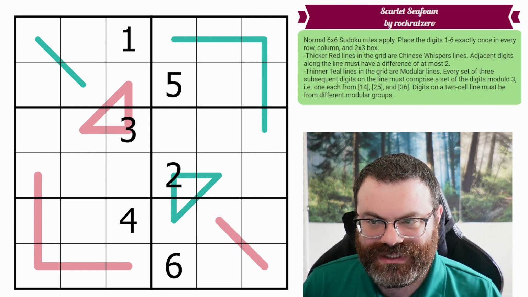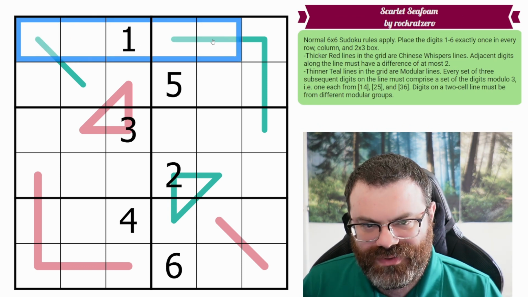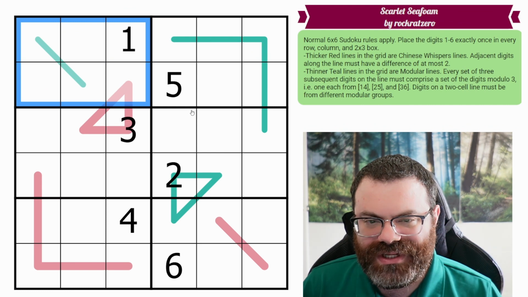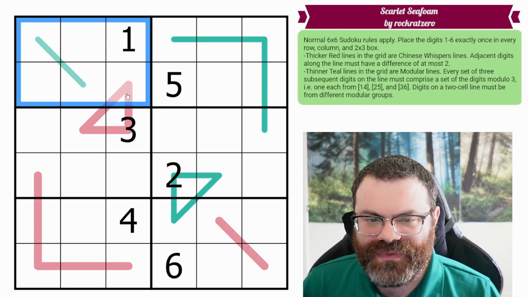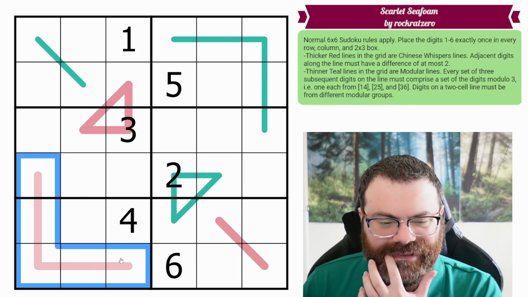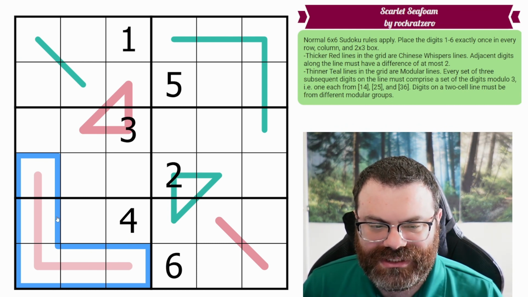So we have normal 6x6 Sudoku rules. So in every row, every column, and every 2x3 box, we are placing the digits 1 to 6, exactly once each. We also have Chinese Whispers lines in the grid. Those are these thicker red lines. So how do these lines work?